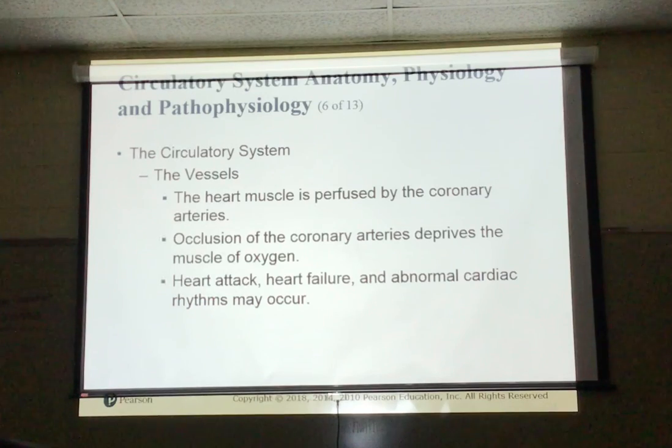If a large coronary artery is blocked, it cannot supply an adequate amount of blood to the heart muscle. Eventually, if the occluded coronary artery isn't opened or unblocked, the heart muscle becomes hypoxic and begins to die. Okay? This is what happens when you have a heart attack.